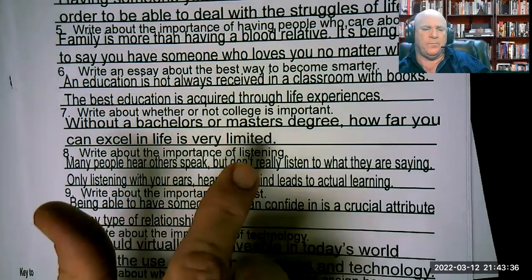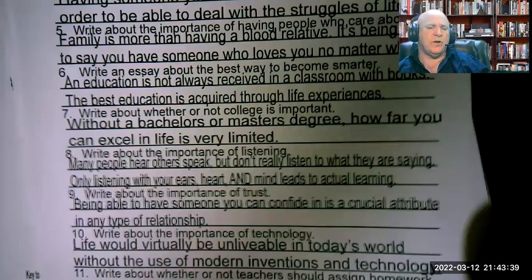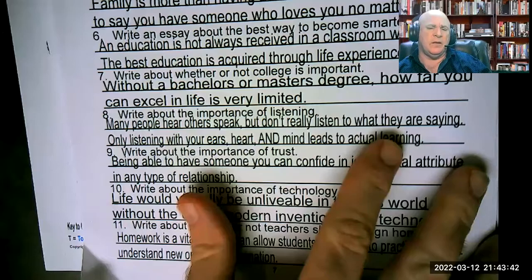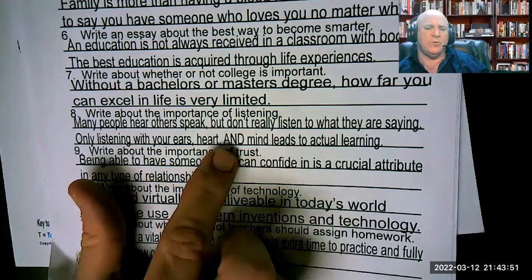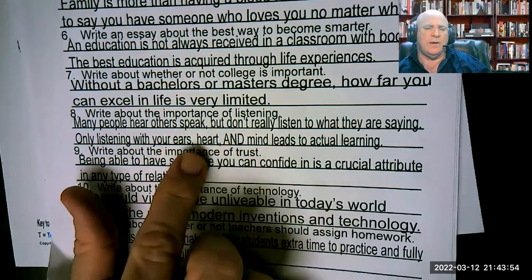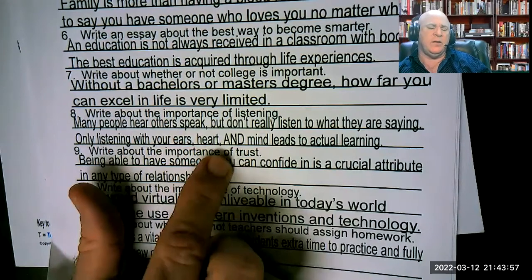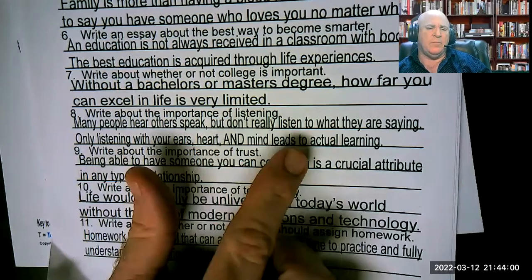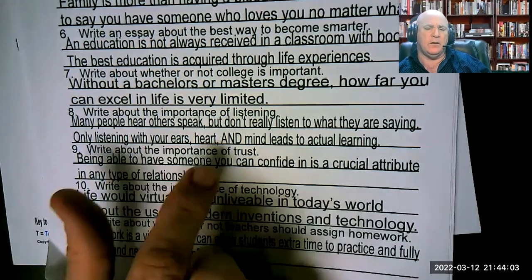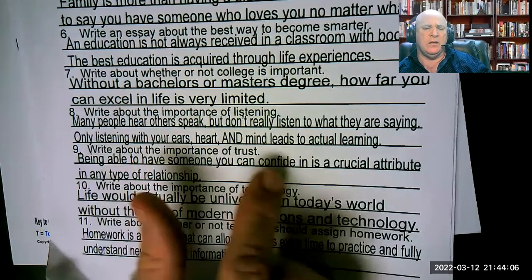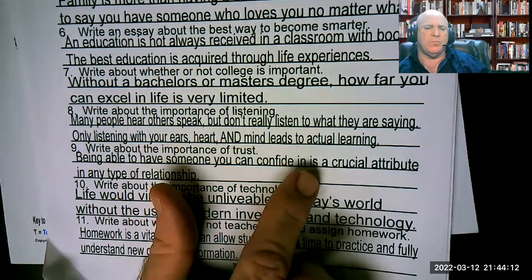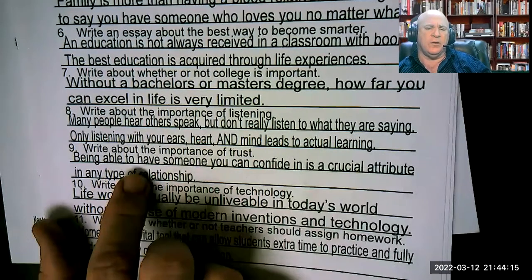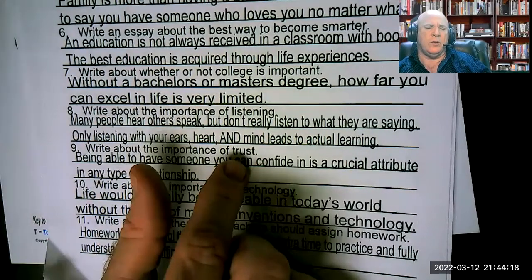Number 9, write about the importance of trust. So they basically give you the cause, and they're asking your students to come up with the effect. You just can't say trust is important, because all you're doing is restating the topic. Your red light has to have a yellow light to go with it to be a clear thesis statement. Being able to have someone you can confide in, using other words than the front words, is a crucial attribute in any type of relationship. So you need people you can confide in, people you can trust, for any type of relationship.